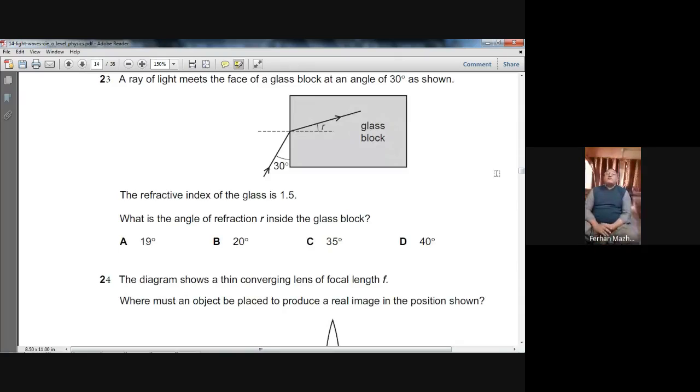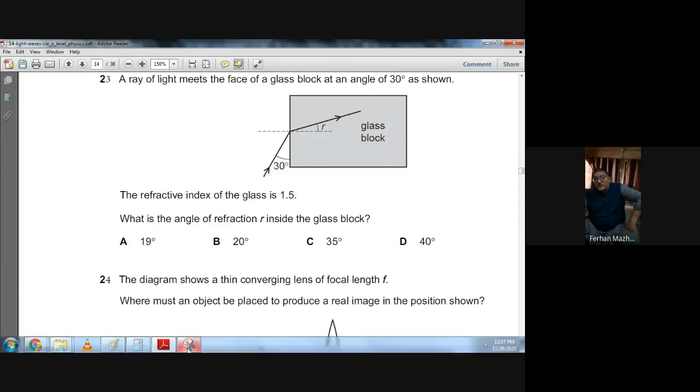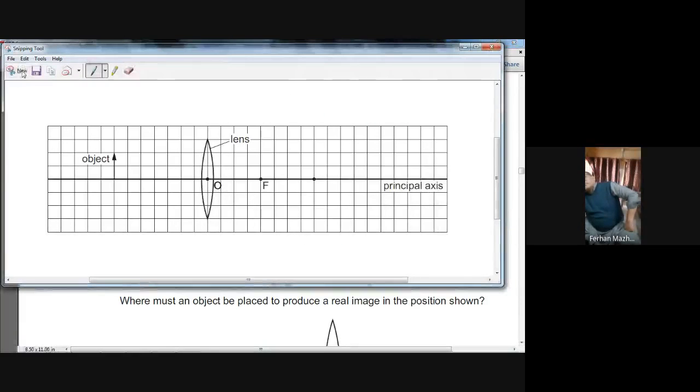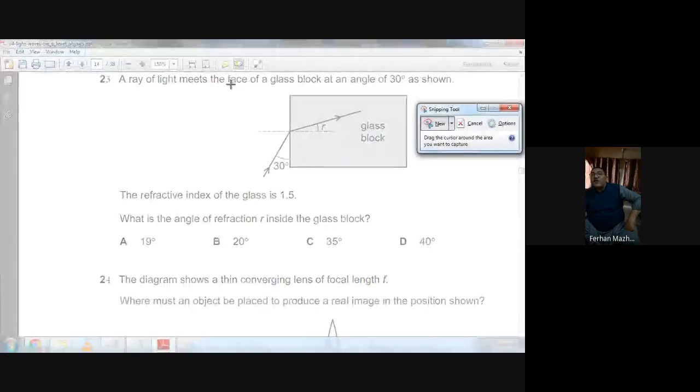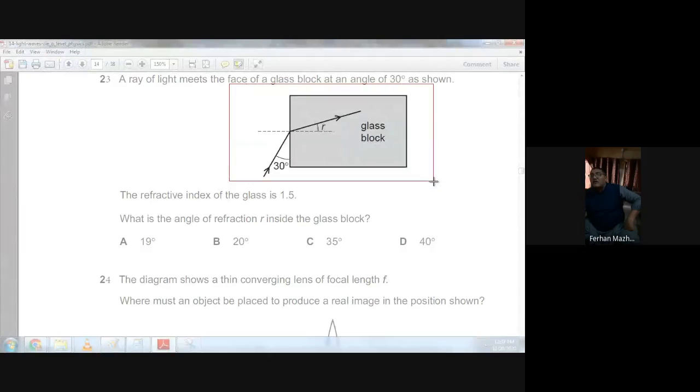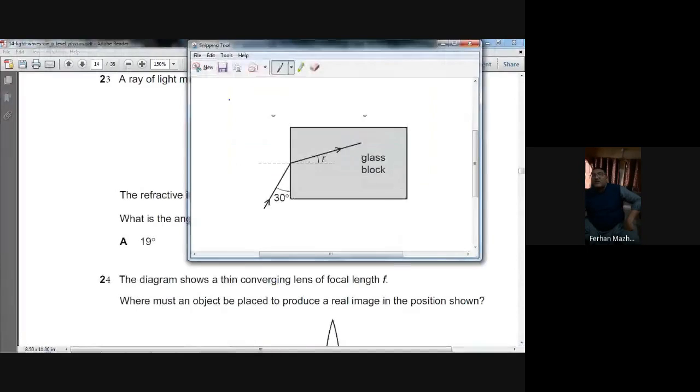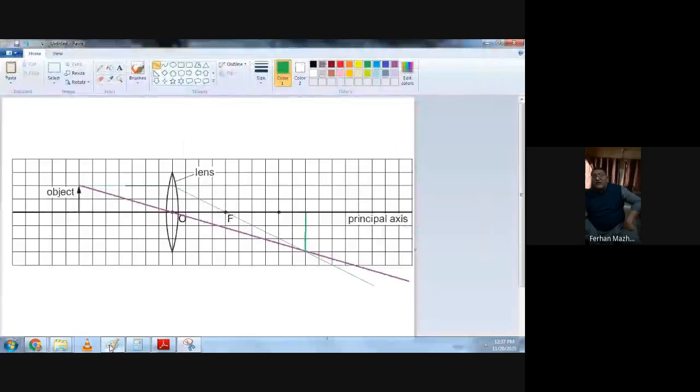A ray of light meets the face of a glass block at an angle of 30 degrees as shown. The refractive index of the glass is 1.5. What is the angle of refraction inside the glass block? Okay, let me take this diagram. I copy from here. The refractive index of the glass block is 1.5. Let me take this diagram into the paint.